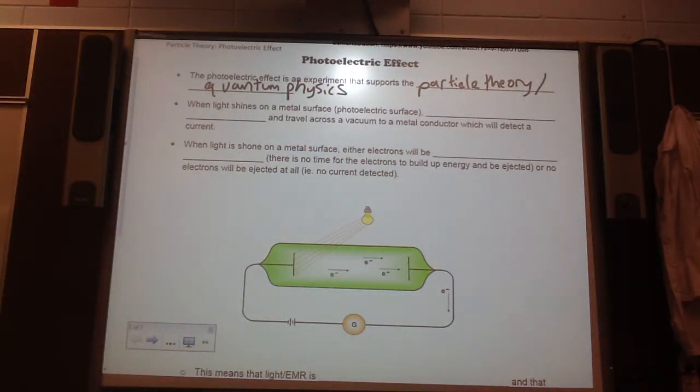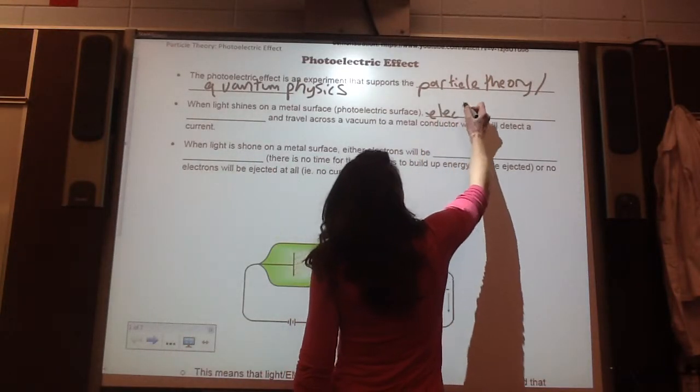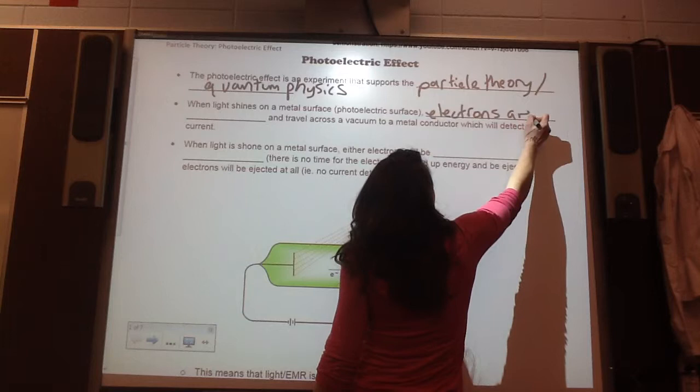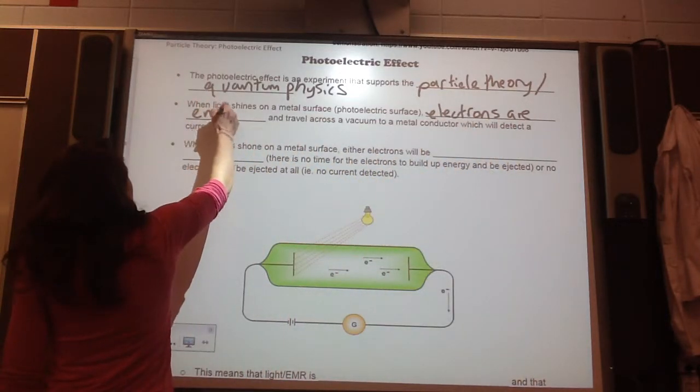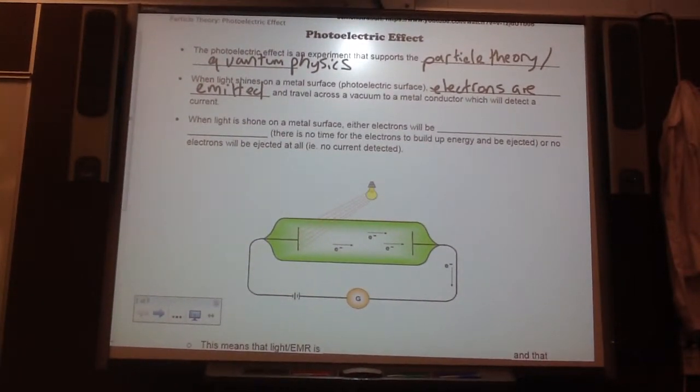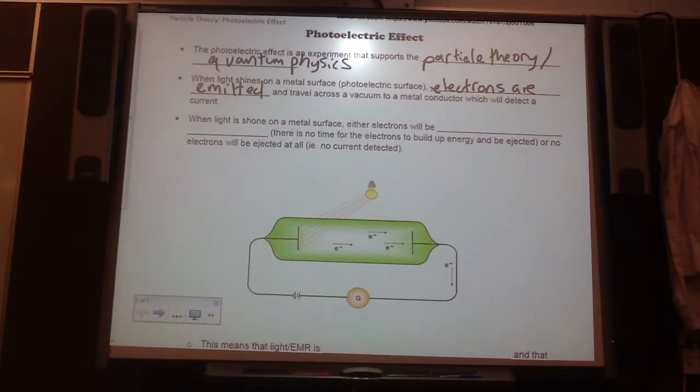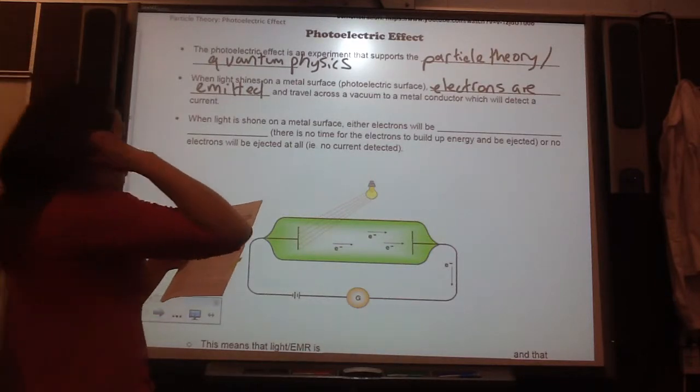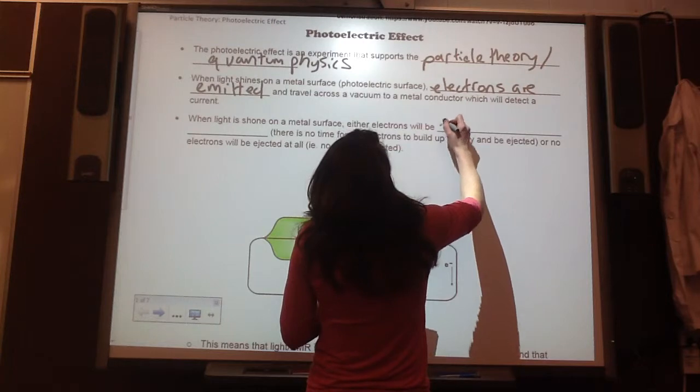When light shines on a metal surface, a photoelectric surface, electrons are emitted. So it's not just a plastic surface or anything, it has to be metal. I'm not entirely sure, but my guess is that a metallic bond has a sea of electrons available. It's not so tightly bound inside of an atom structure.